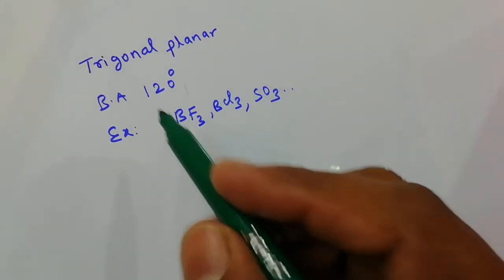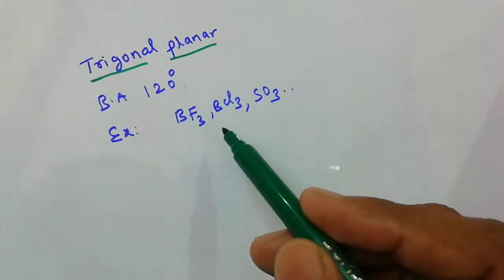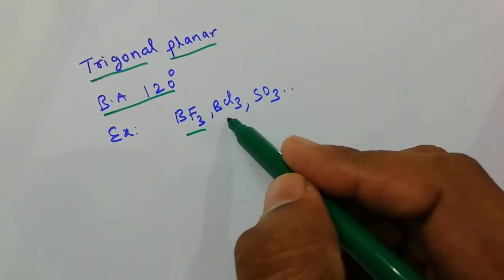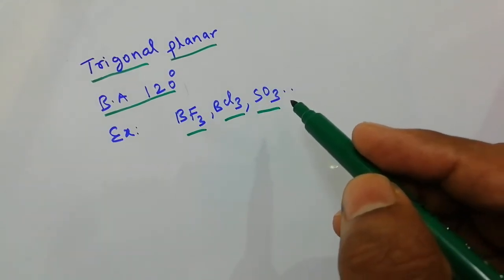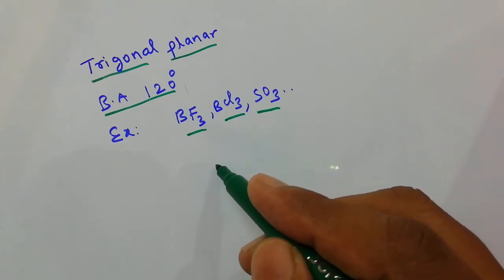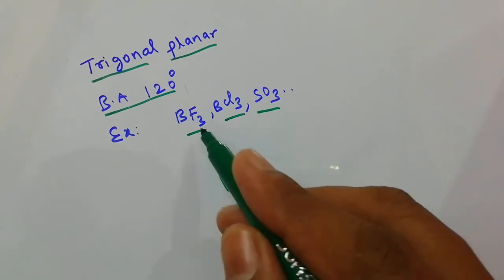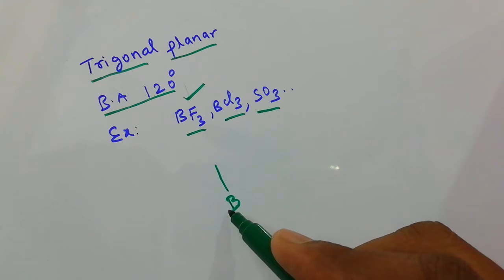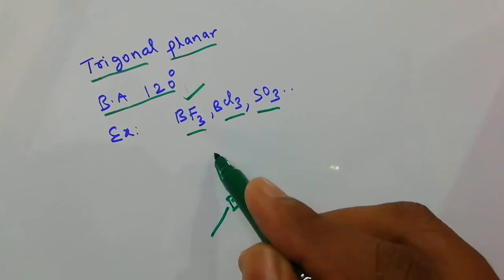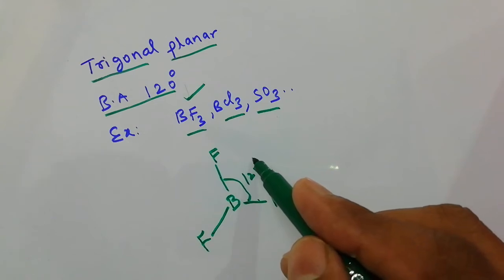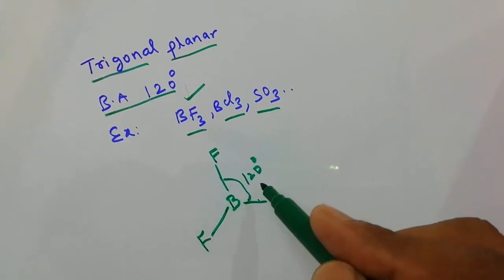The next geometry is trigonal planar. The bond angle is 120 degrees, and the examples are boron trifluoride, BCl3, sulfur trioxide. So in this geometry, the electron pair arrangement is trigonal planar. For example, if you look at this BF3 molecule, the boron is placed at the center, and there are three fluorine atoms in a trigonal planar arrangement. So from this bond to this bond, the bond angle is 120 degrees. In the same manner, you can also check from here and here, it will be 120 degrees.